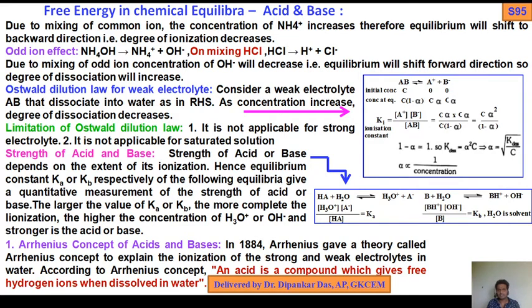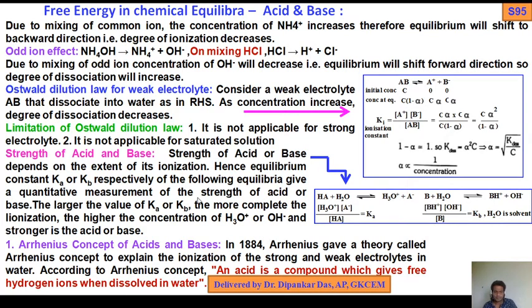Now strength of acid and base. How will you determine the strength of acid and base? Strength of acid or base depends on the extent of its ionization. Hence, the equilibrium constant K or Kb, K for acid and Kb for base respectively, for the following equilibria give a quantitative measurement of the strength of acid or base.